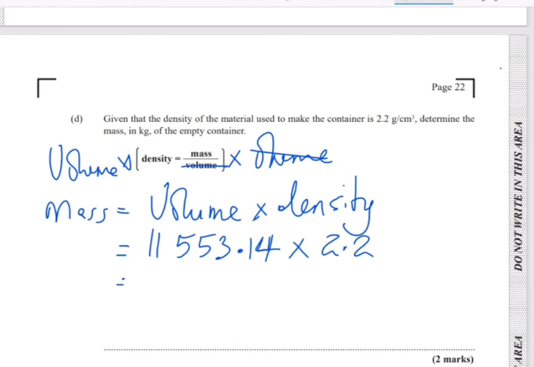Working that out, 11,553.14 times 2.2 gives me 25,416.9. So I leave it at one decimal point now, grams. And the question asks for me to give my answer in kg and not gram. So if I have 25,416.9 grams, then I'm just going to rewrite that in kilograms.